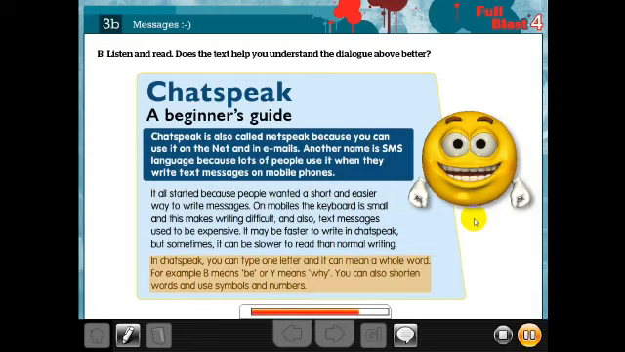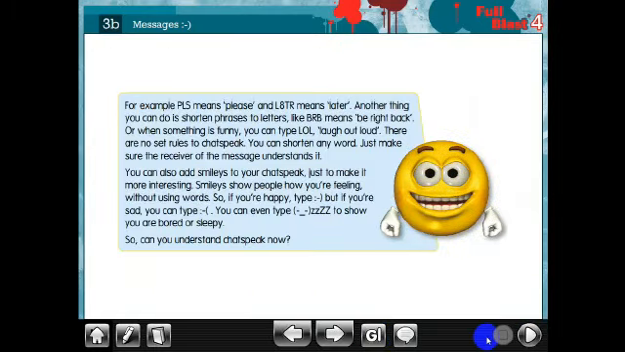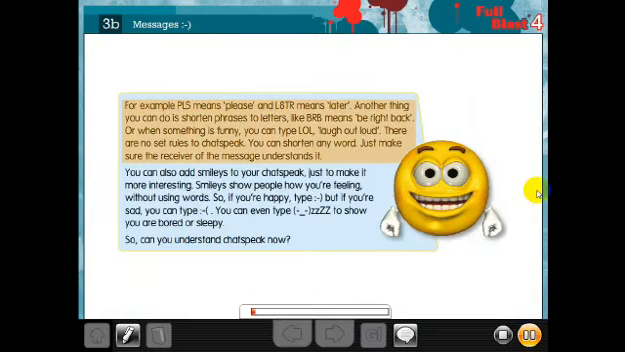In chat speak, you can type one letter and it can mean a whole word. For example, the letter B means B, or the letter Y means Y. You can also shorten words and use symbols and numbers. Okay, complete. For example, PLS means please, and L8TR means later. Another thing you can do is shorten phrases to letters, like BRB means be right back. Or when something is funny, you can type LOL, laugh out loud.